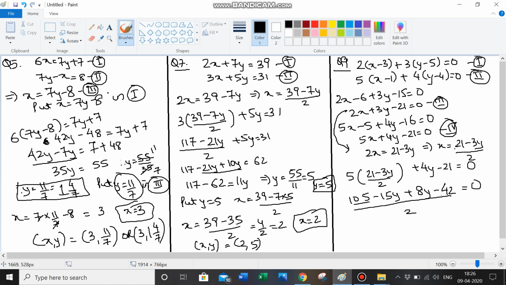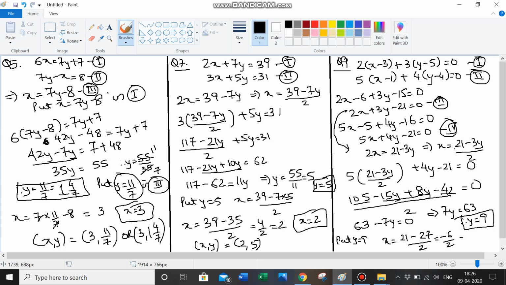So 105 minus 42 is equal to 63. Negative 15y plus 8y is negative 7y is equal to 0, which means 7y is equal to 63. Therefore, y is equal to 9. Done. I hope you're getting this till now, and I also hope you're pausing the video and doing the questions on your own. So put y is equal to 9 in some equation. Let's put this in x. So x will become 21 minus 3 into 9, 27 upon 2, which is negative 6 upon 2 is equal to negative 3. So x is equal to negative 3.